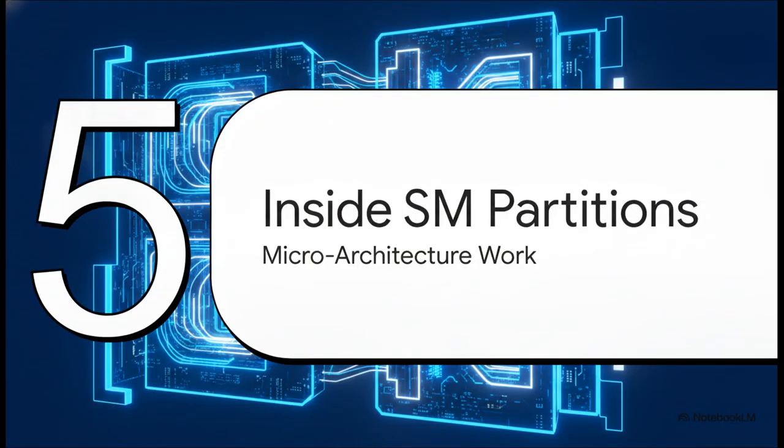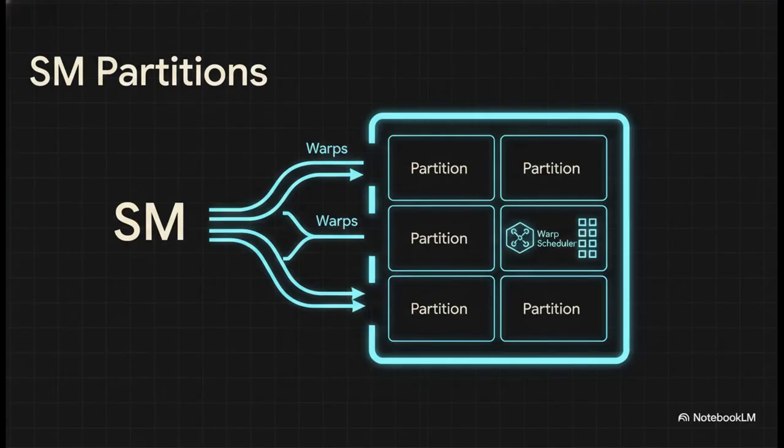Section 5. Inside the SM partitions, microarchitecture at work. Zooming in one final time, let's look past the SM level and check out the microarchitectural subdivisions. Modern SMs, like the Ampere or Hopper architectures, they aren't just one monolithic block. They are internally divided into SM partitions.